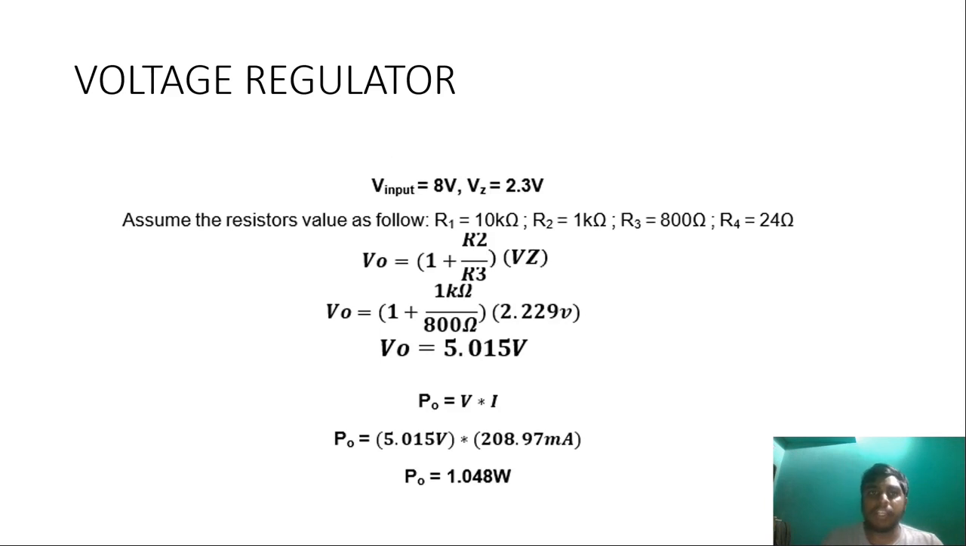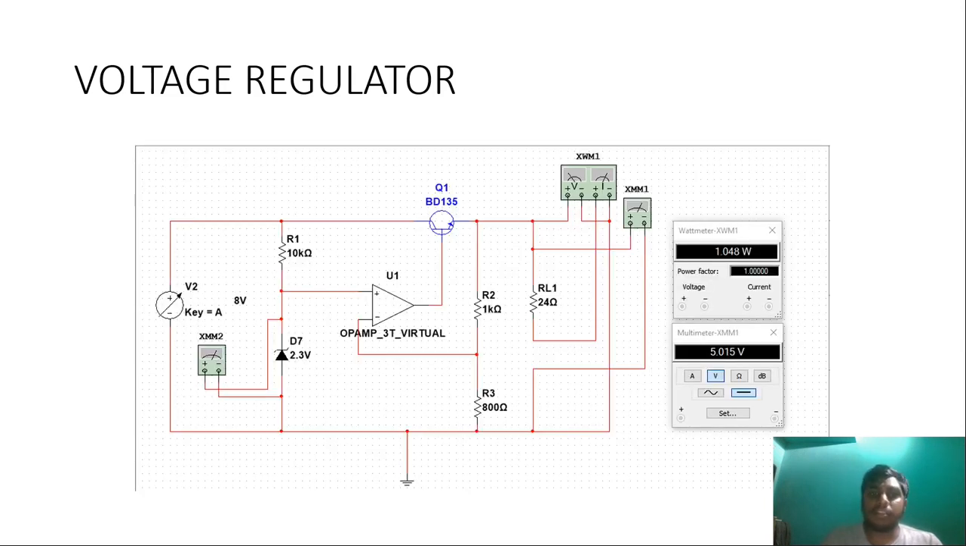This is the calculation that we have performed for the voltage regulator. We assume that we insert 8 volts as the input. Vz we get 2.3 volts. Assuming the resistance values as I mentioned earlier, we will get the power output of 1.048 watts, with the voltage output of 5.015 volts. This is our circuit that we have built and measured, and this is all for my part.